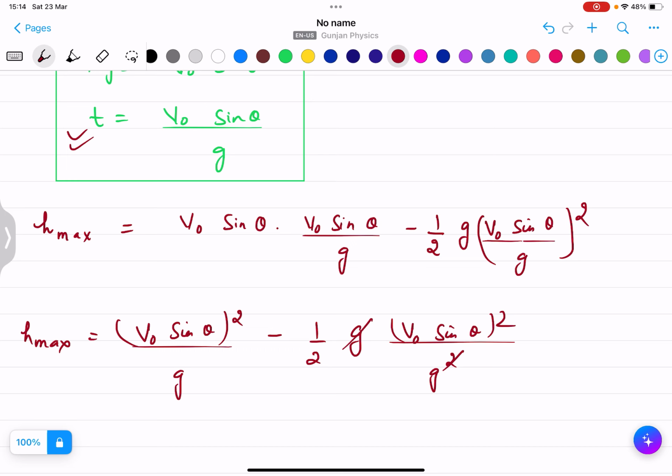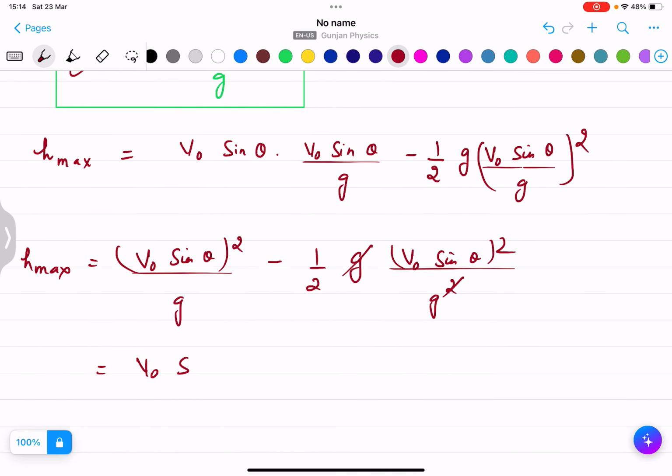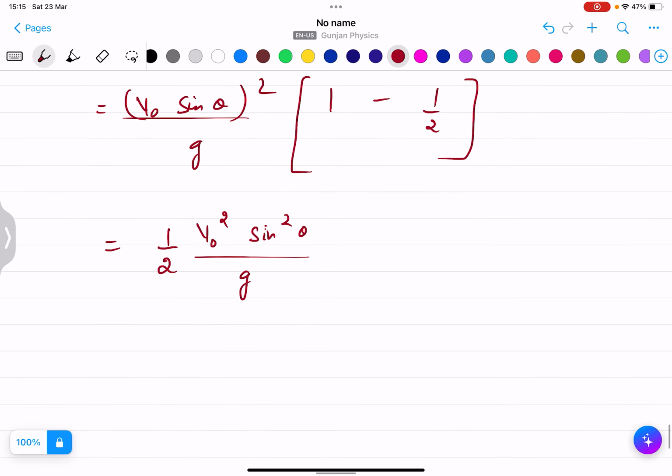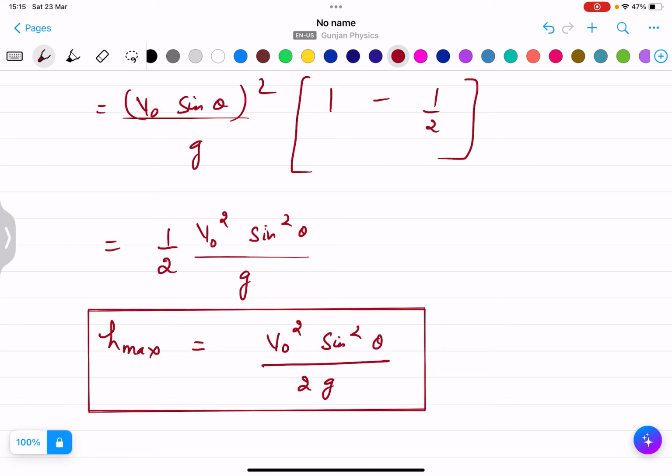From this, g cancels, and we take v naught sine theta square by g common, and what will remain here? 1 minus 1 by 2. That means what is 1 minus 1 by 2? Half. So I can write half v square sine square theta by g. Right? So I can say the final expression of h max equals v naught square sine square theta by 2g. This is the final expression of our h max. Right? So this is the maximum height the ball will attain.